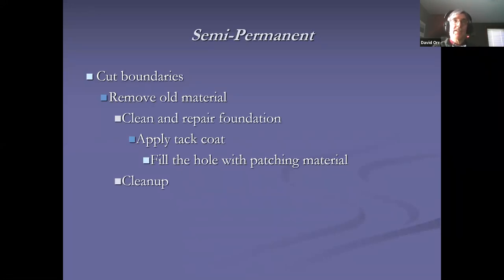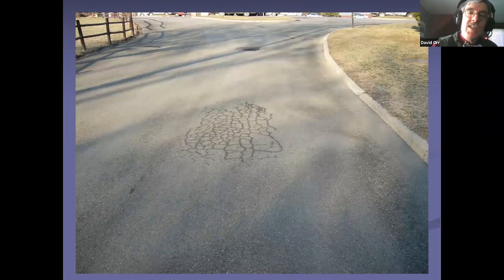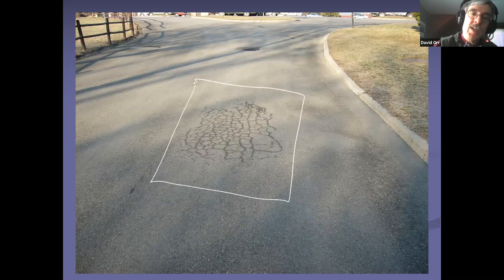So let's walk through that process a little bit. First one is marking the patch boundaries. And I see this and I just shake my head when I see things like this. Look, there's no point in trying to save a penny by having a shape that might be slightly smaller, but it's hard to cut and you're going to have a hard time repairing it. So for instance, right here, just cut yourself a square, okay? Don't try to do some weird octagonal shape to save a little bit of money.